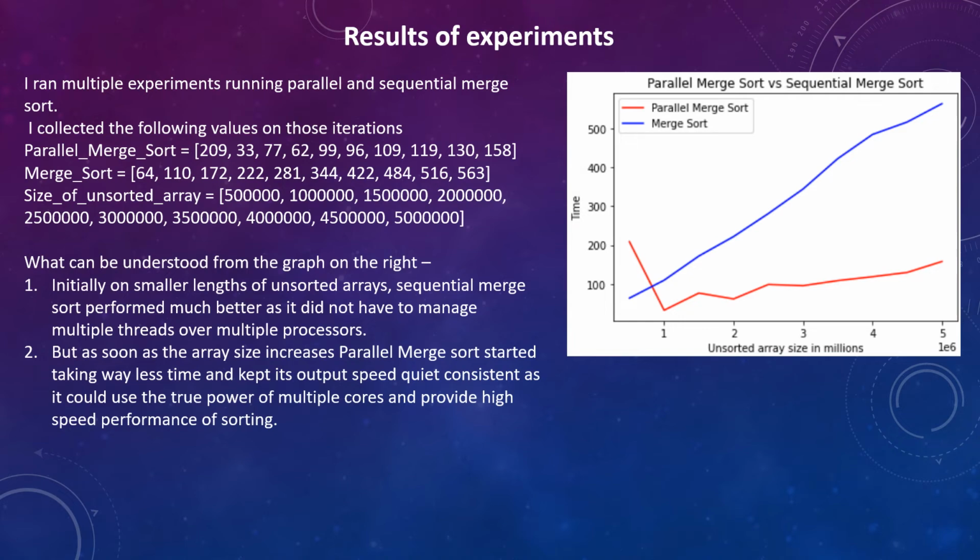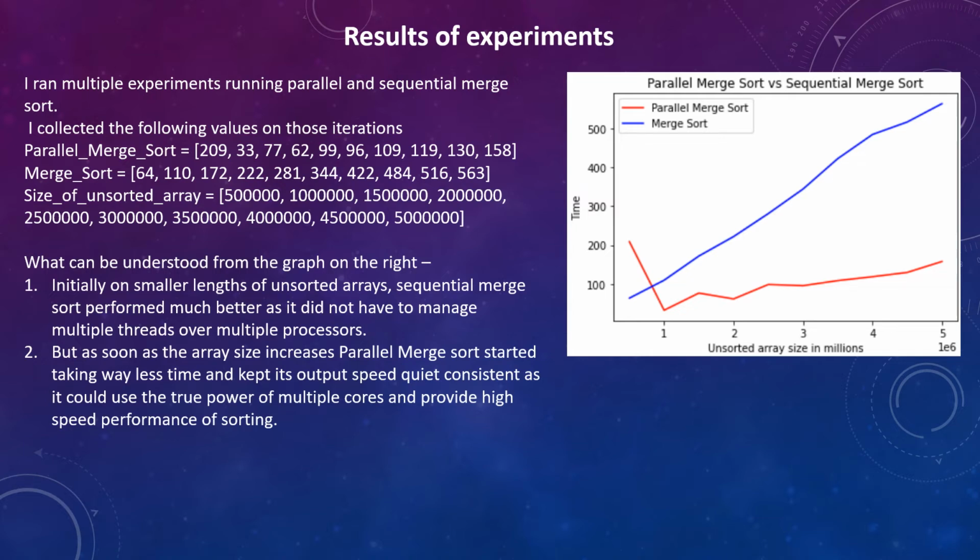Results of our experiments. This is what we found, and this is what we understand of it to date. I ran multiple experiments running parallel and sequential merge sort, and I wrote some code for parallel merge sort versus sequential merge sort. I ran iterations of it, collected those values, and graphed them so you can understand what exactly is happening here.